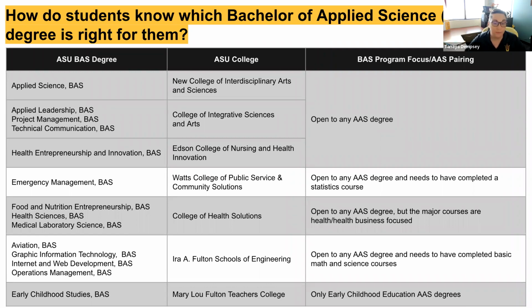So even though we do pair them up and try to provide very clear and transparent pathways, we also know that a student might say, well, I don't see that pairing, is that still a good fit for me? Here's a little insight into it: pretty much all of them except for early childhood will take any AAS degree. It just depends on what the student's looking for as they complete their bachelor's degree at ASU.